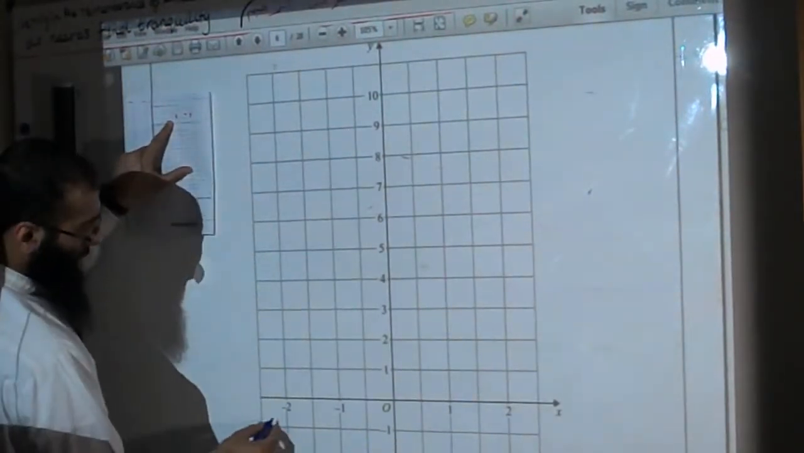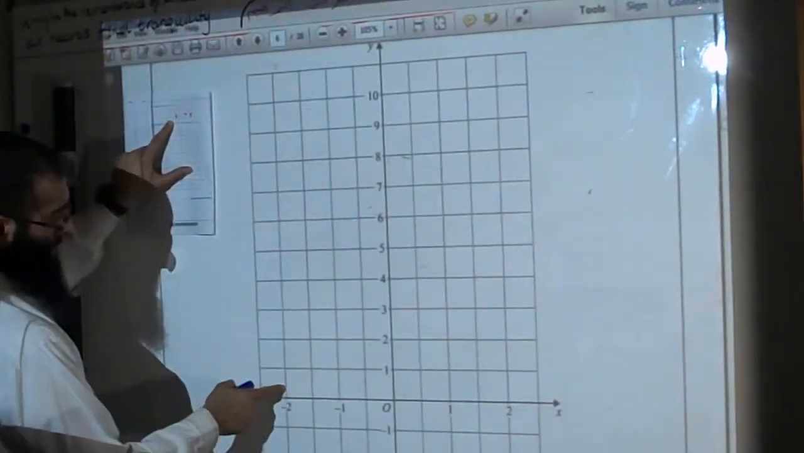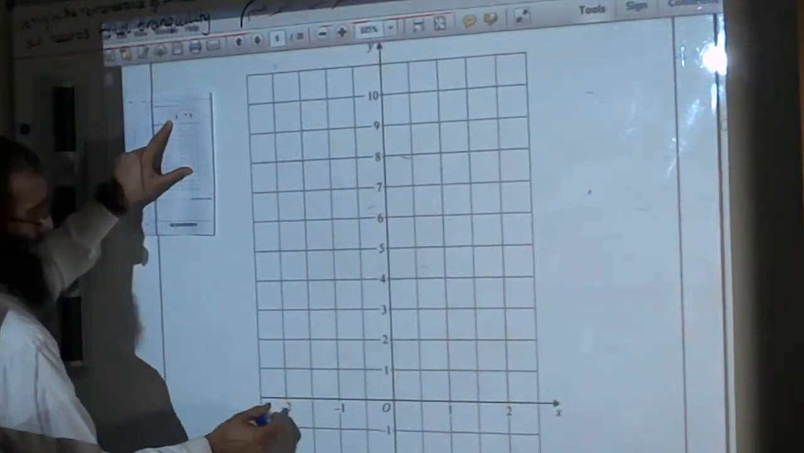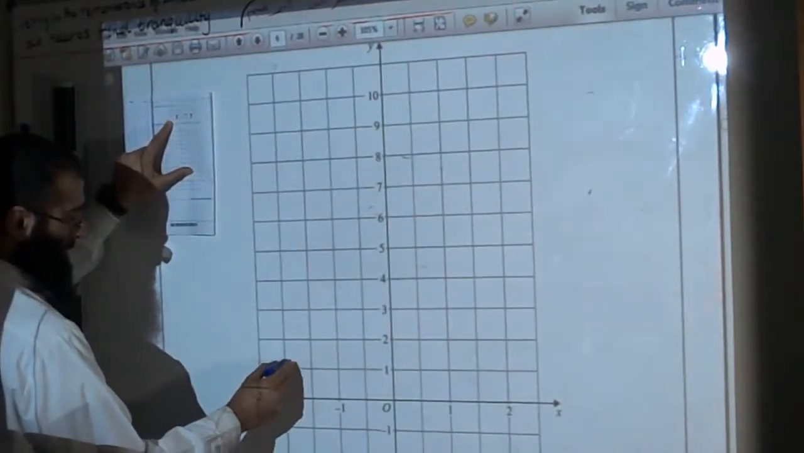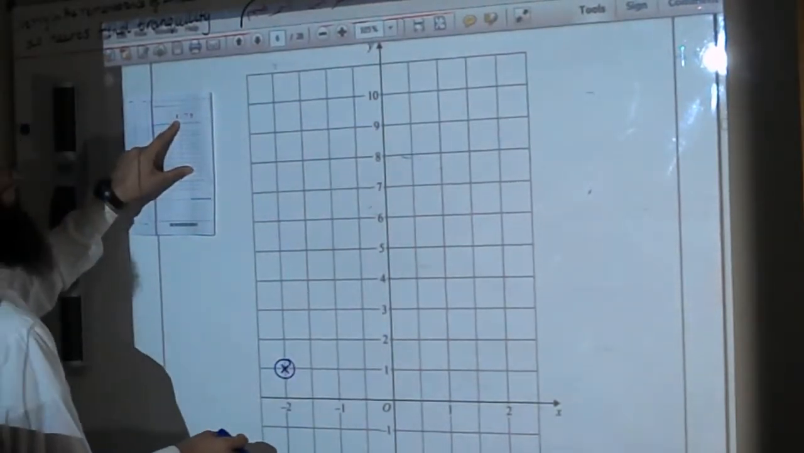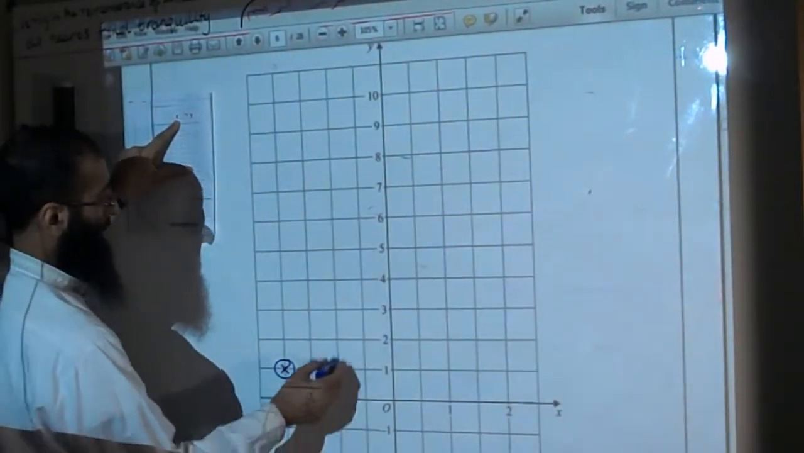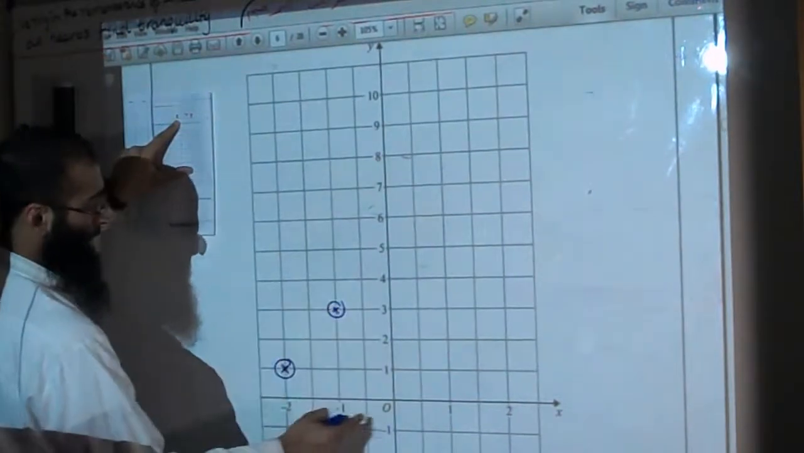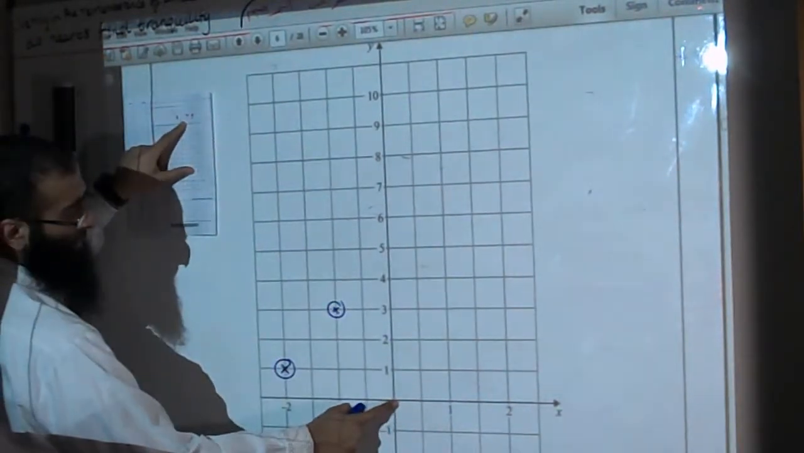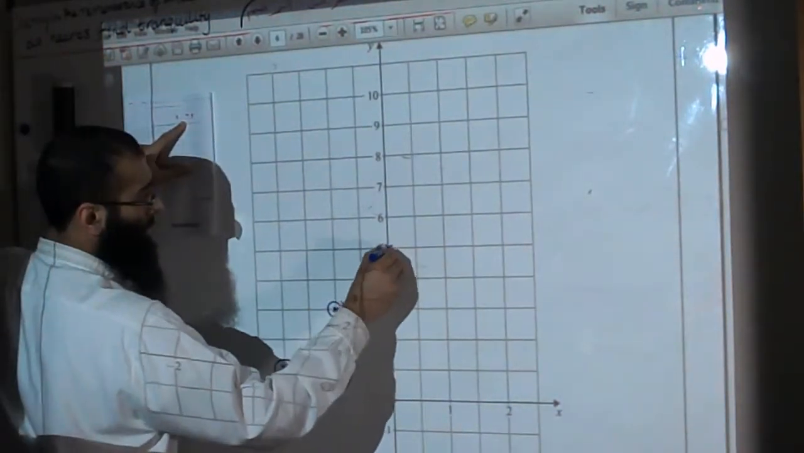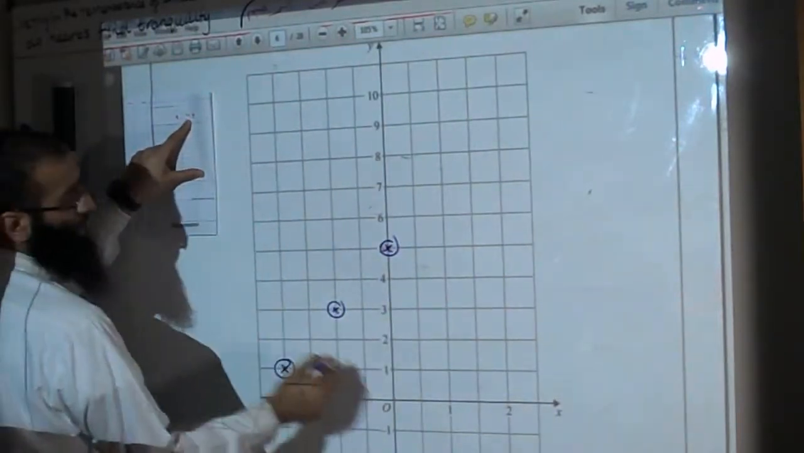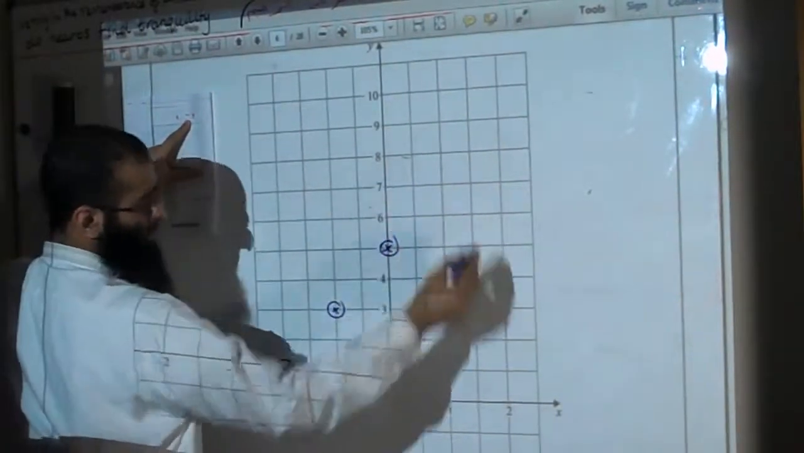So we have here minus 2 is 1. So minus 2 across and up by 1. The next one is minus 1. What's minus 1? 3. Yeah. Okay, good. The next one was 0 along the x, is 5 along the y. The next one is 1 along the x and 7 along the y.